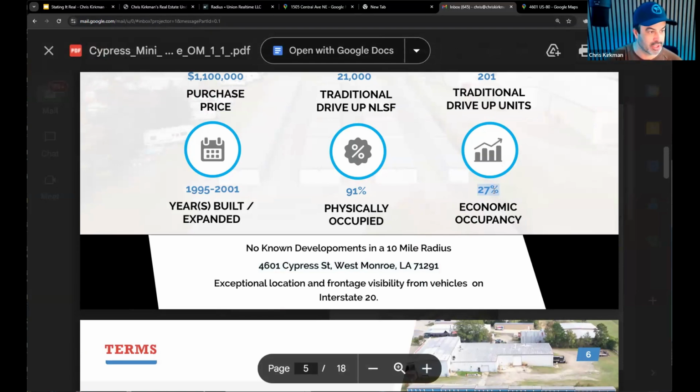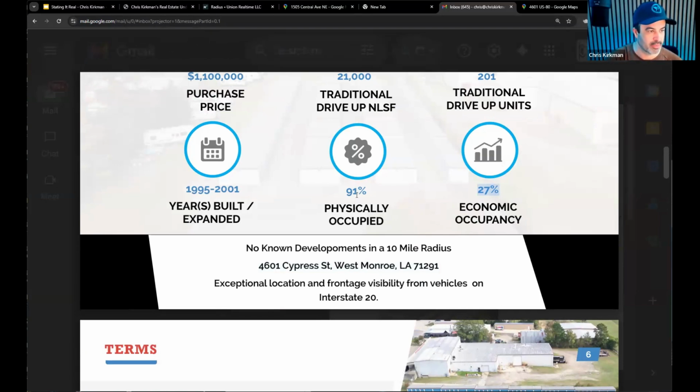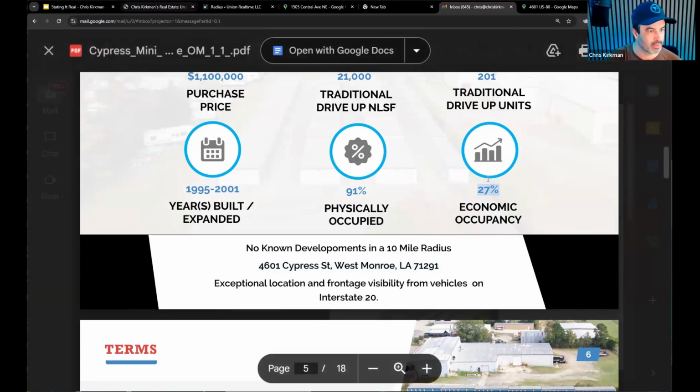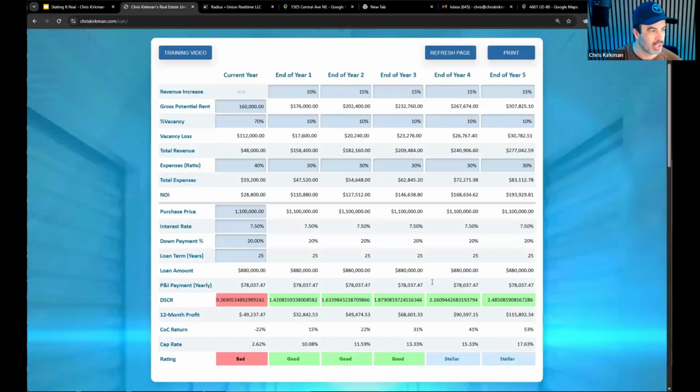We could assume that we could lease that up, even though it's physically occupied 91%, only 27% of people are paying. We're just gonna put 30 in there to pencil that in. What I'm gonna do is, at the end of year one, we're gonna hope we can get this thing up to 90, get everybody paying, right? So that'd be good. Since it's at 91, let's maybe do 95. But that's for later. Now we've got to figure out how much this thing is actually pulling in right now.